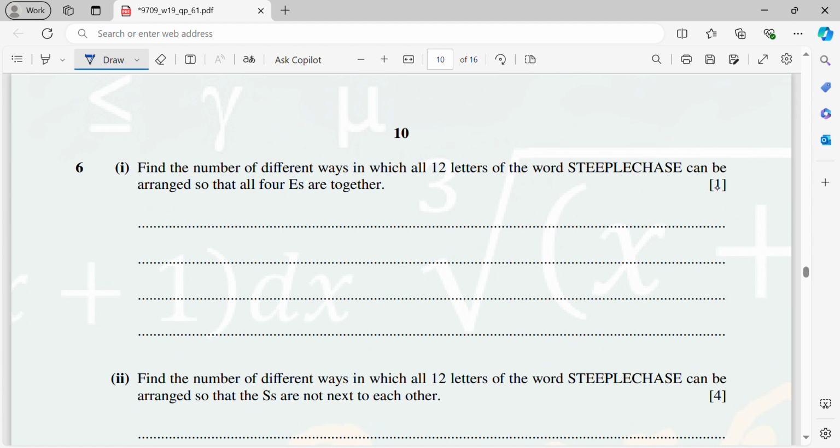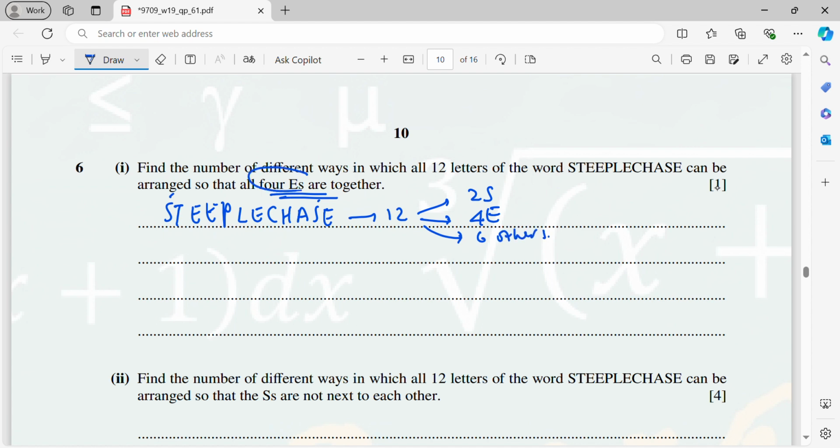Now number 6, find the number of different ways in which all 12 letters of the word, okay, this is a word, can be arranged so that all 4 E's are together. So basically, STEEPLECHASE. So there are 12 letters here. I have 2 S's, and then I have 4 E's. And then the rest of them are not repetition. So here is 6. That means I have 6 others.